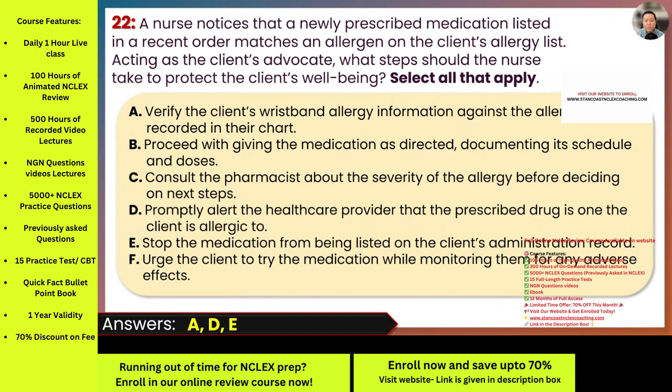So for this type of question, you have to focus on the client's safety. And when in doubt, always pick the safest option. You have to protect the client from any harm, even if the medication is ordered, and you have to follow the chain of command. If the allergy conflicts require immediate communication with the physician, you don't wait on the pharmacist to test for the reaction, all right? And you, as a nurse, cannot change the order. What you can do is stop a harmful medication from being given.